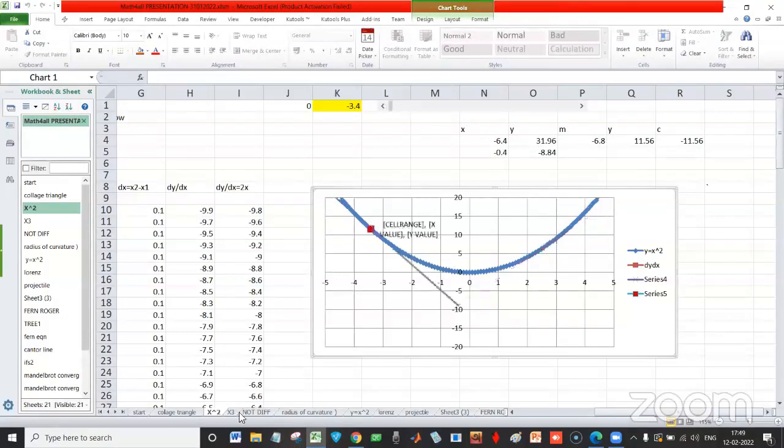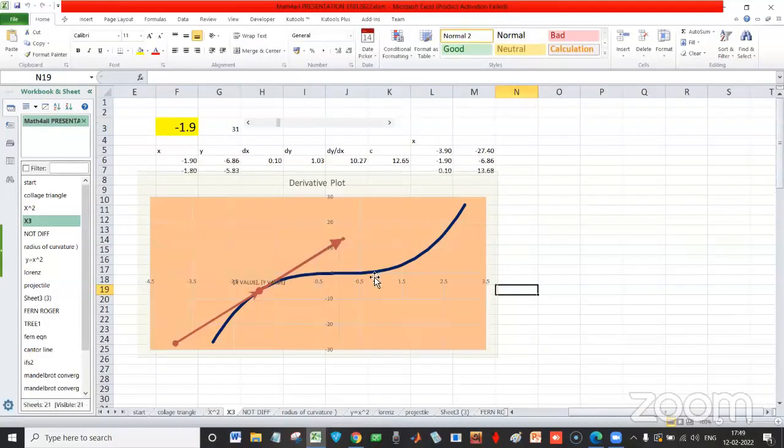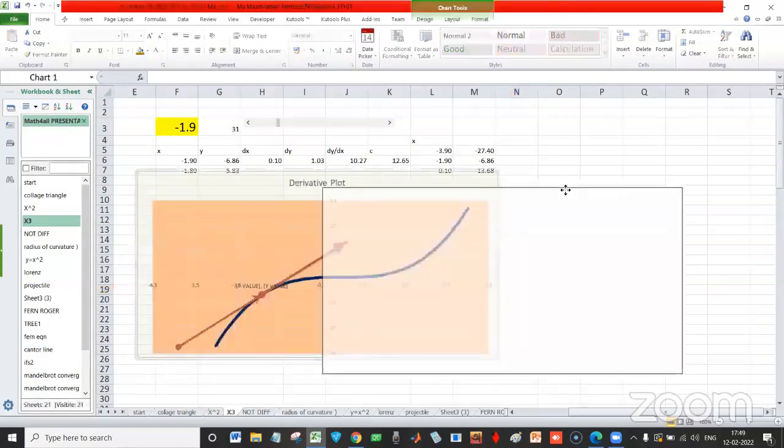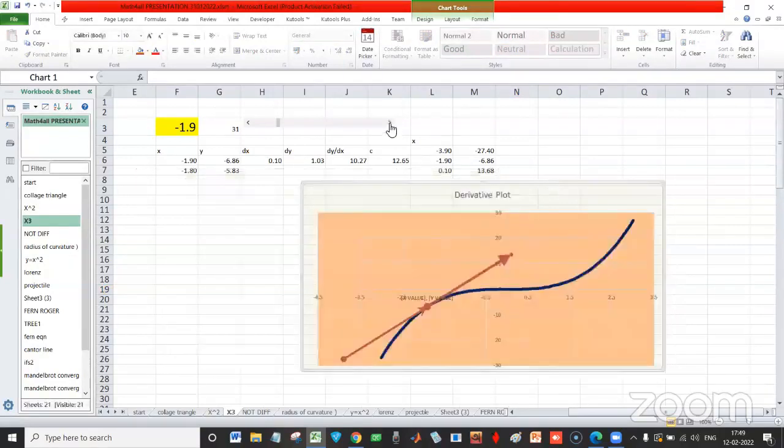So now I'll be showing the same graph. It is the x cube graph, and y, dy/dx. Here I have not used any formula for creating this. Everything was calculated here, and here also you can see the animation at different points. When we see this graphically or geometrically, you can very easily see that the derivative dy/dx can take three values: positive, negative, and 0.